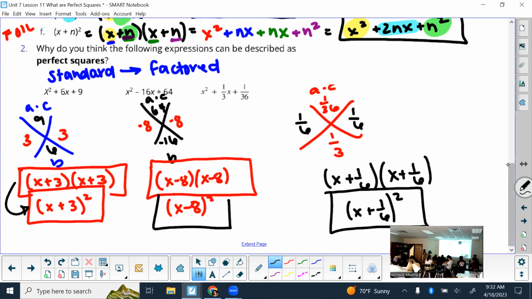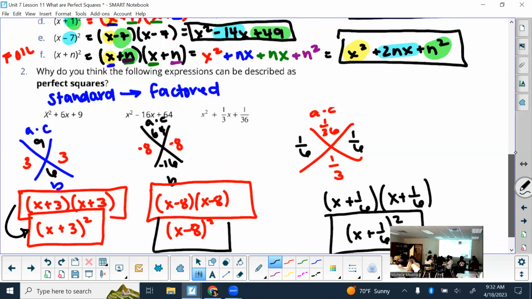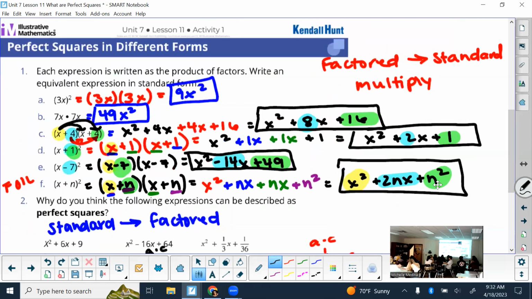So for me, personally, I like memorizing fewer things. I know it's a perfect square trinomial if, when I factor it, it looks like this. There's another way to know just from looking at the trinomial and not factoring, but I feel like that's too many random things to memorize. But in case you're interested, it is this from the first activity we did yesterday. If it's a perfect square trinomial, it's in this form: x squared plus 2nx plus n squared, where x is the first thing in the parentheses and n is the second.